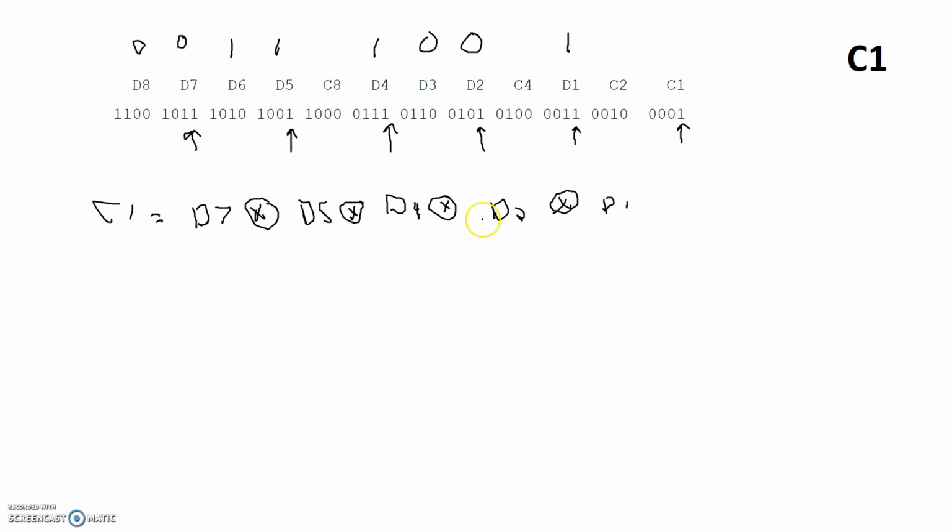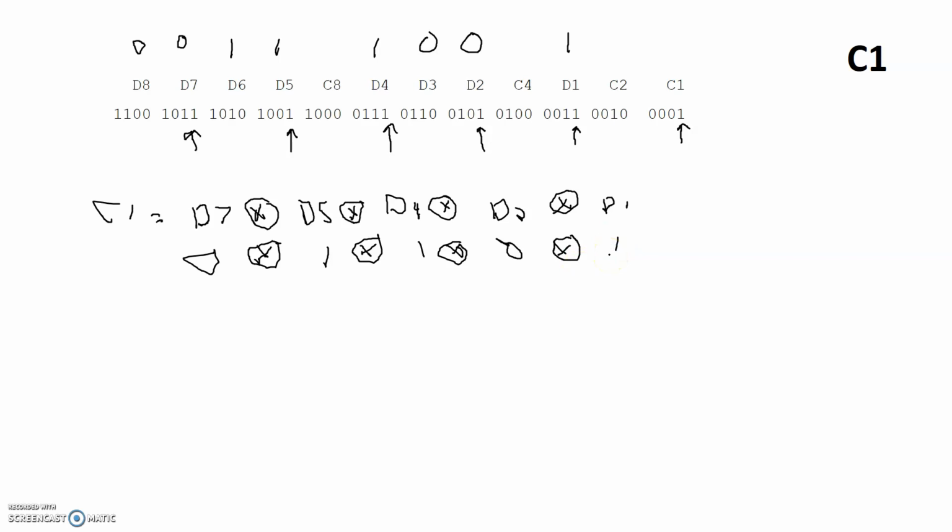Let me go and fill in the bits. So data bit 7 is 0. Okay, so 0 exclusive OR. Data bit 5 is 1, exclusive OR. Data bit 4 is 1, exclusive OR. Data bit 2 is 0, exclusive OR. And data bit 1 is 1.